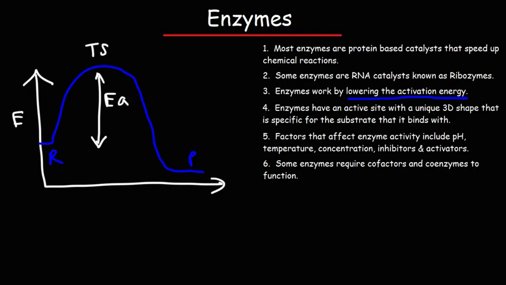Now, in red, I'm going to show the energy diagram with the use of a catalyst. So the energy of the reactants and products will be the same, but notice that the energy of the transition state is a lot less. So as you can see, with the catalyzed reaction in red, the activation energy has been decreased. And that's how enzymes speed up chemical reactions.